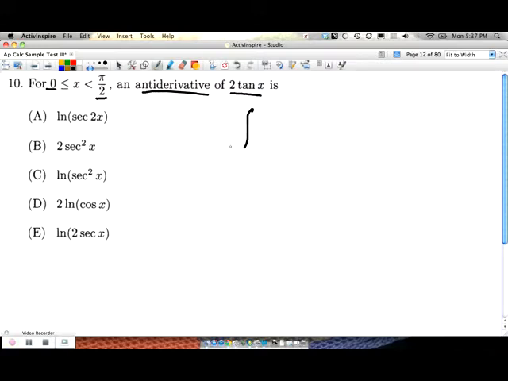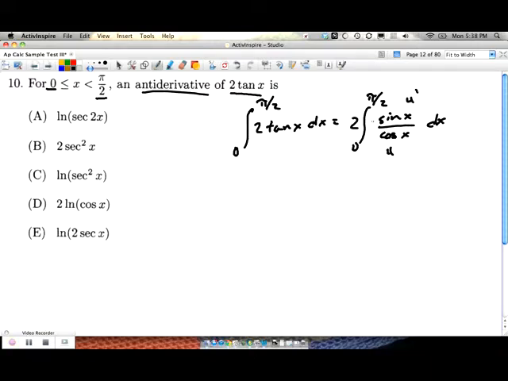So we're going from 0 to pi over 2. And we have 2 tangent x. Well, tangent is really equal to sine of x over cosine of x dx. And then we can pull this 2 out front. Now I notice down here that I have a u, and this is like a u prime, but it needs a negative. So I'm going to put a negative there and balance it with a negative in front.